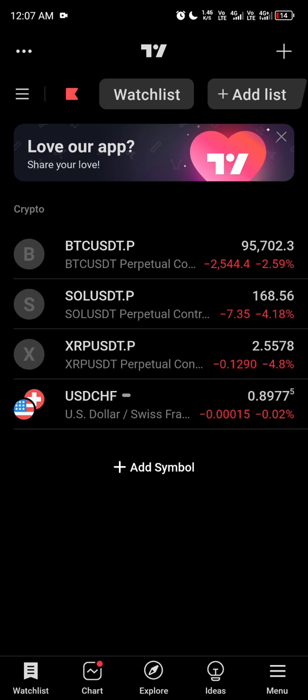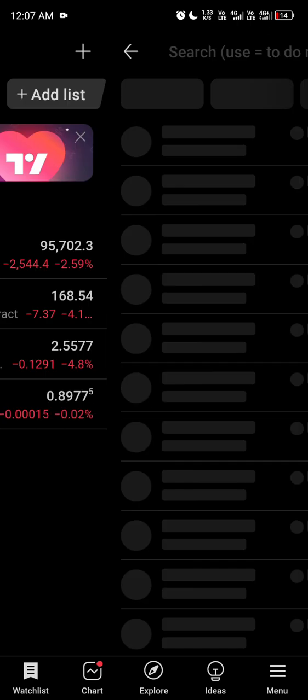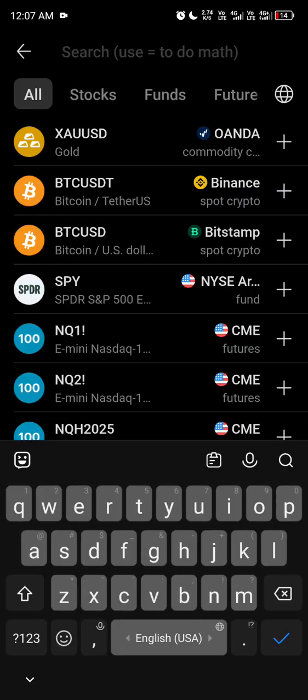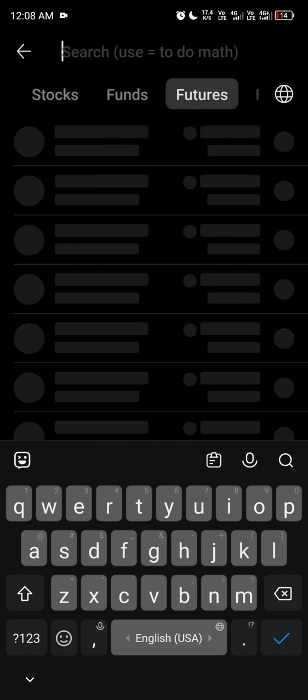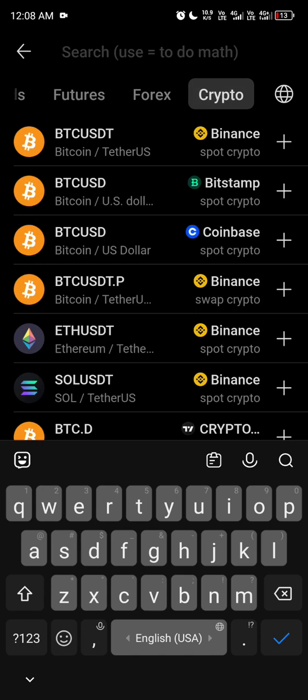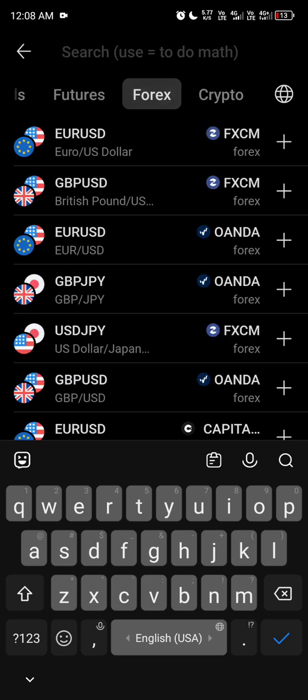You can see a plus sign by your top right. So you click on it like this, and then it gives you a list of whatever it is you want to trade. We have the option of stocks, funds, futures, Forex, and crypto. So whatever it is you want to trade, let's use probably gold, for example, or we can use Forex, EURUSD, anything. So let's say EURUSD, for example.